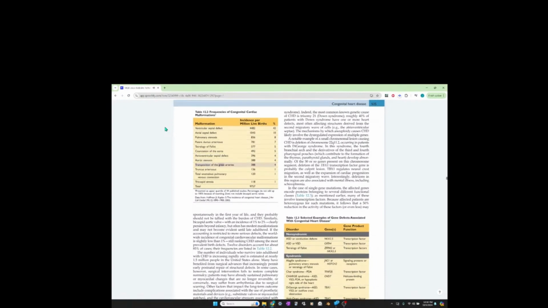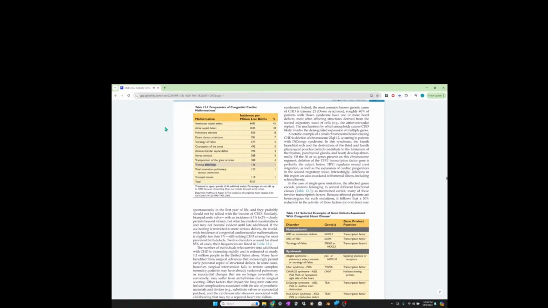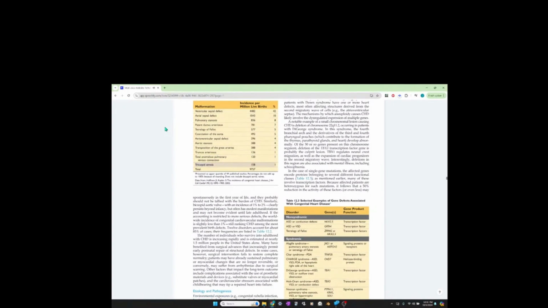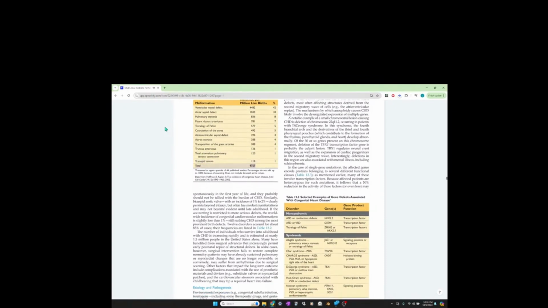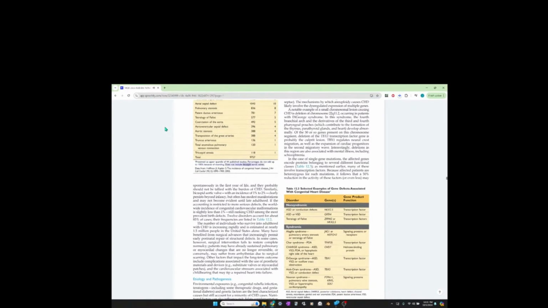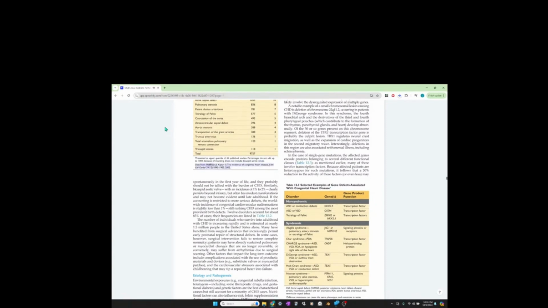Transposition of the great arteries 388, 4. Truncus arteriosus 136, 1. Total anomalous pulmonary venous connection 121. Tricuspid atresia 118, 1. Total 9,757, are presented as upper quartile of 44 published studies. Percentages do not add up to 100% because of rounding. Does not include bicuspid aortic valves. Data from Hoffman J.I., Kaplan S., The Incidence of Congenital Heart Disease, J Am Coll Cardiol 39:1890-1900, 2002.